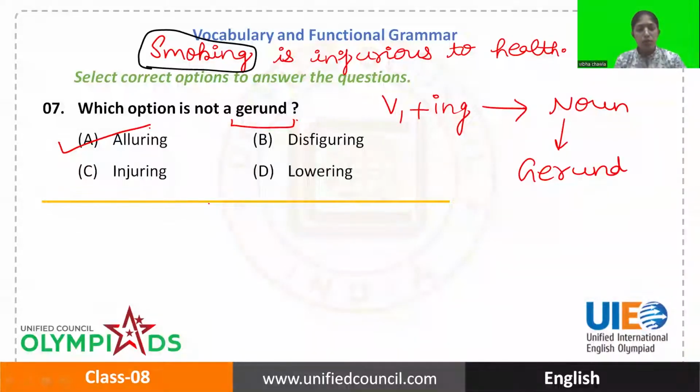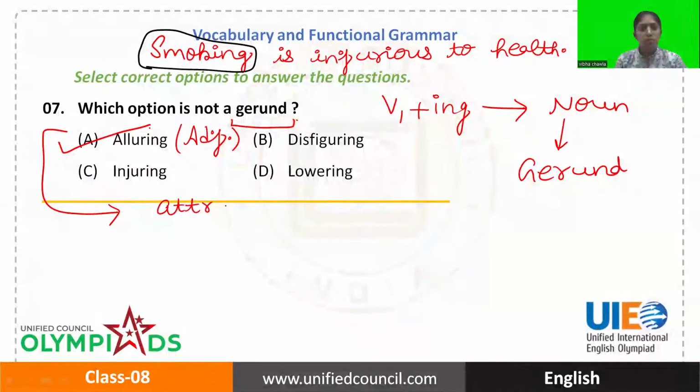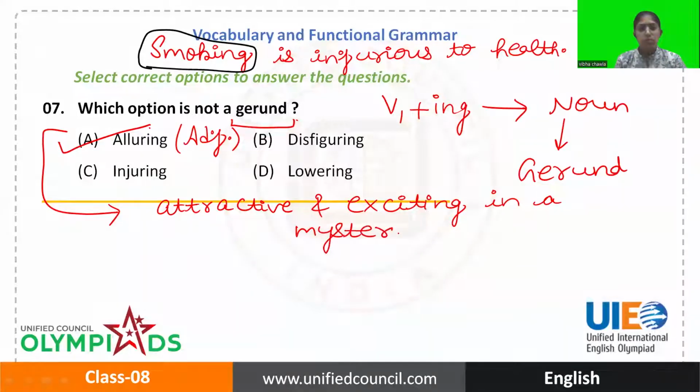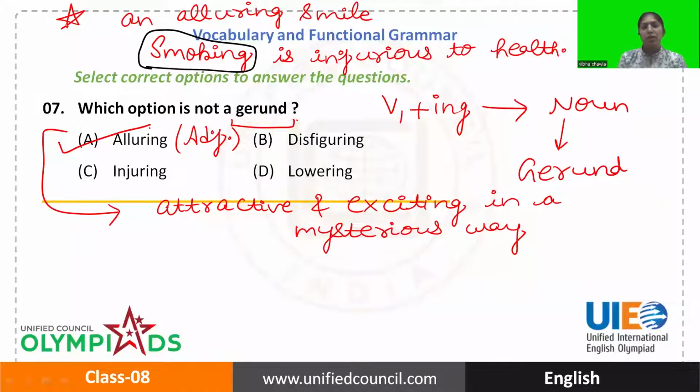Alluring is not a gerund. This word is an adjective rather. The word alluring is an adjective. If I talk about the meaning, it means attractive and exciting in a mysterious way. For instance, an alluring smile.